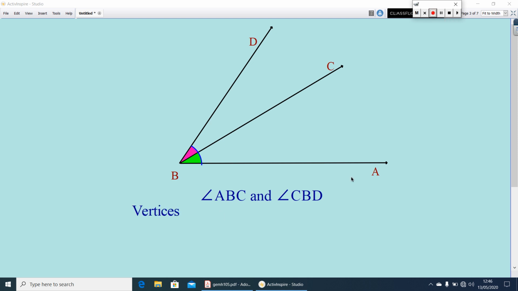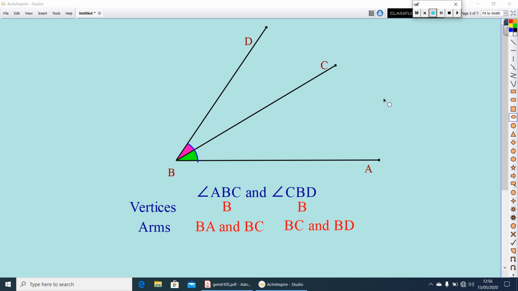For angle ABC, B is the vertex. For angle CBD, again B is the vertex. So the vertices are B and B, that is the same vertex for both the angles. Now, what are the arms of these two angles? The arms are BA and BC, and again BC and BD.